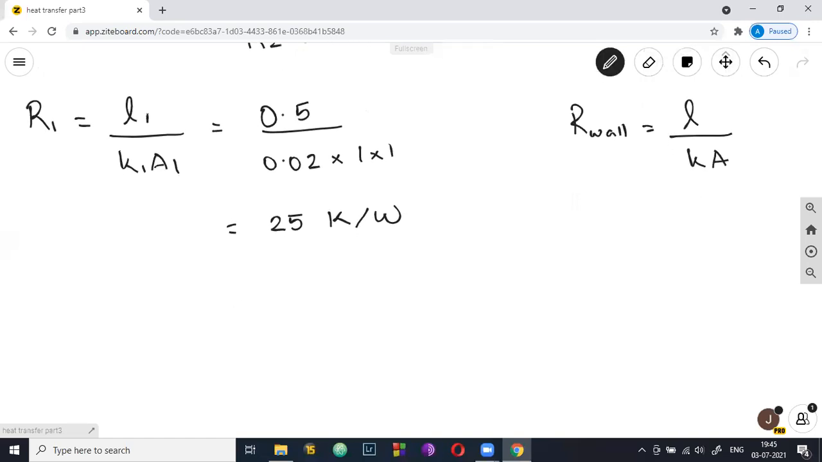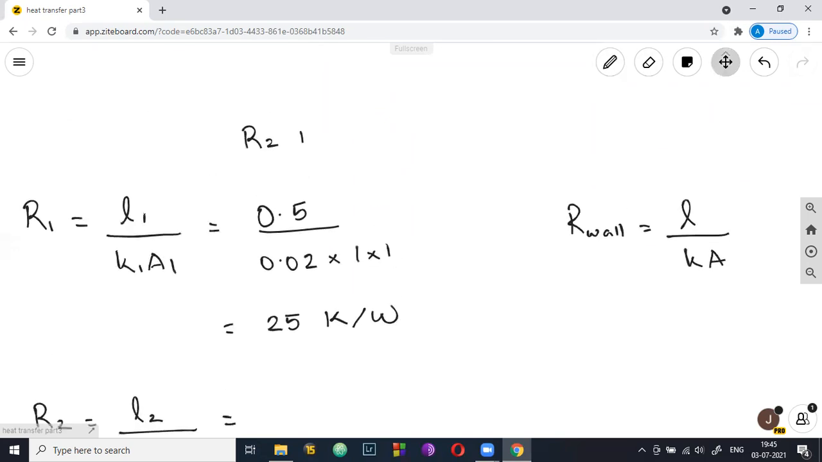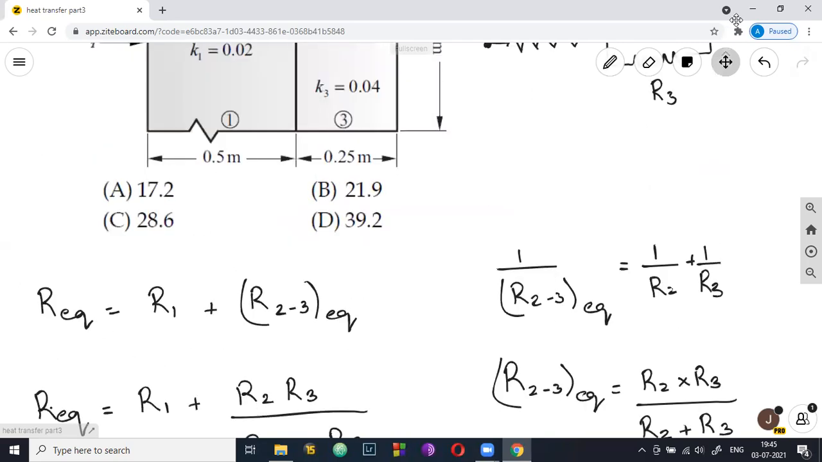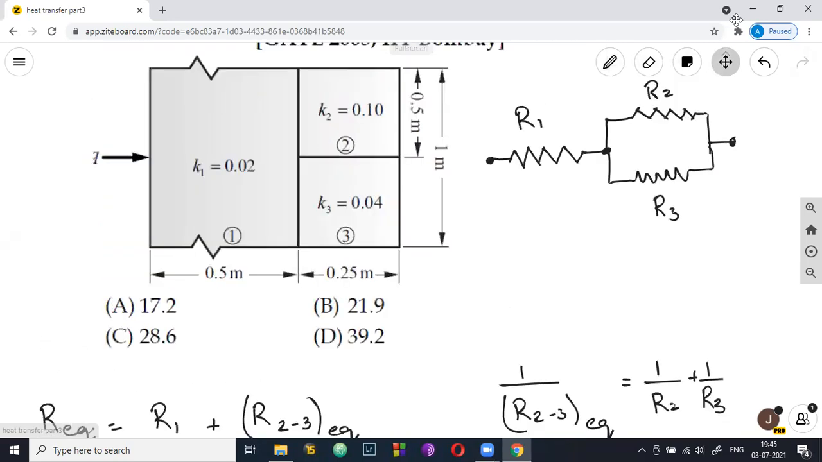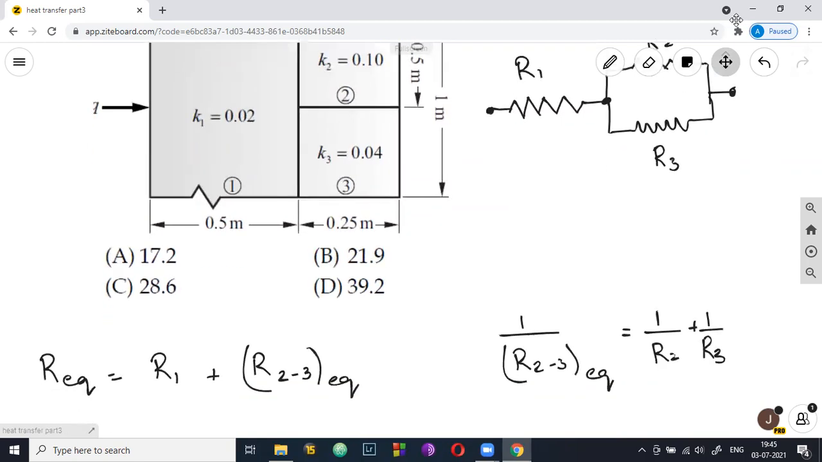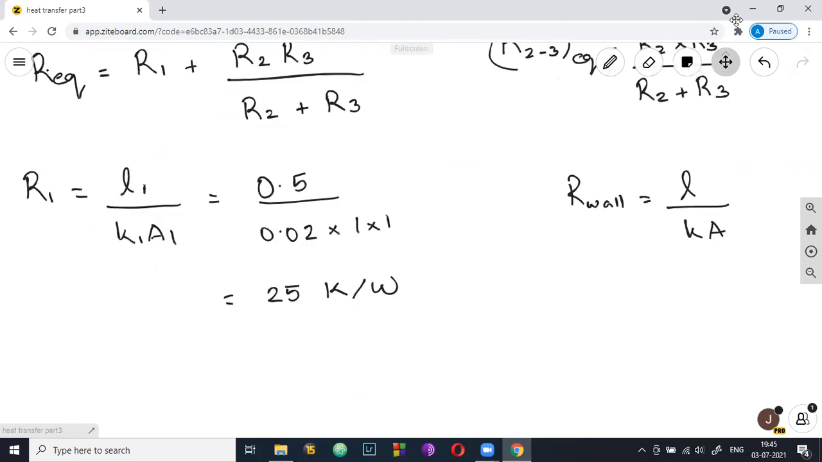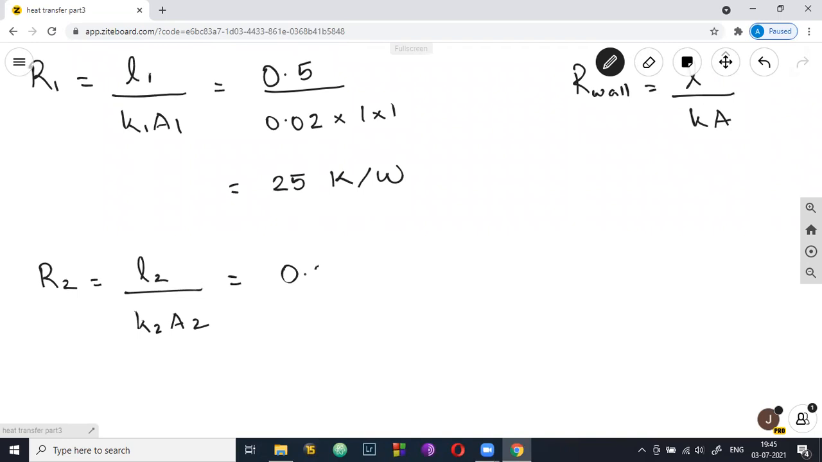Now, what about R2? Similarly, solve it out. L2 by K2 A2. What is the thickness of the second wall? Just see the diagram here. 0.25. What is K2 of the second wall? 0.1. Height of the second wall is 0.5. Depth is again 1. So L2 is 0.25, K2 is 0.1, and area is 0.5 into 1. When you solve it out, you get 5 Kelvin per watt.